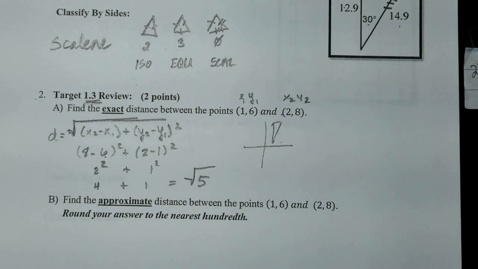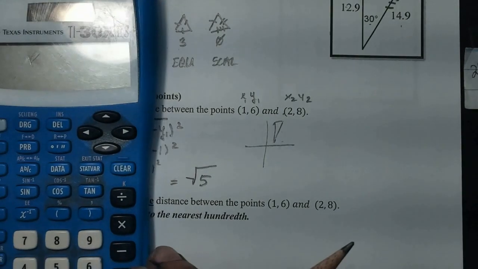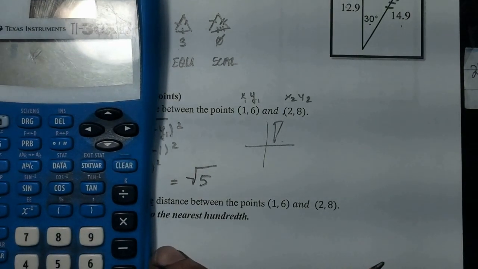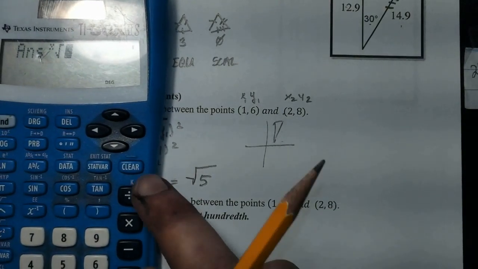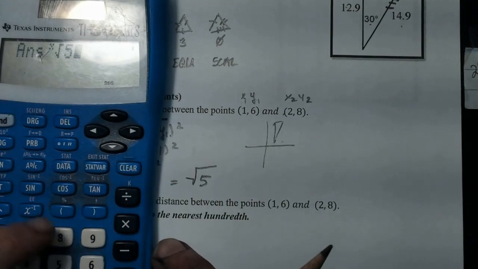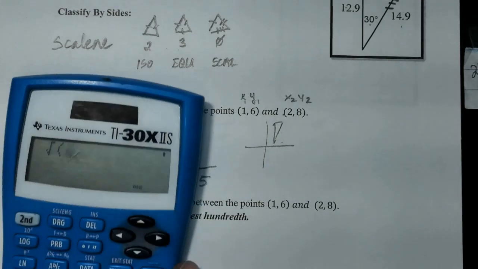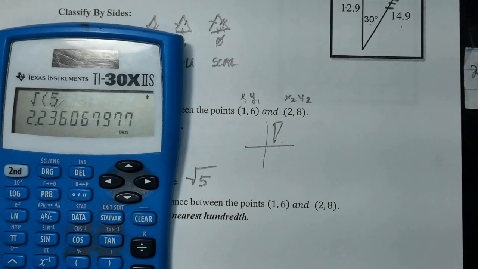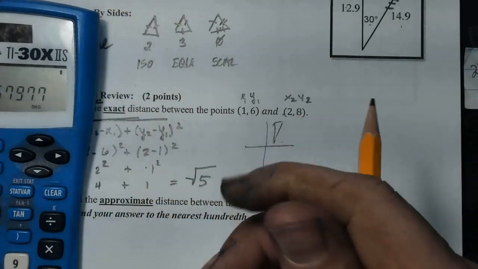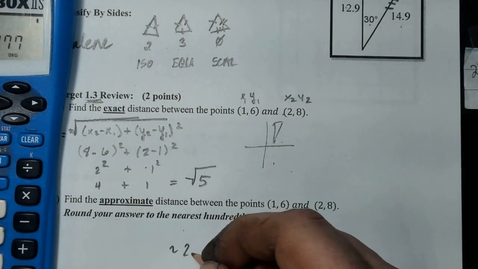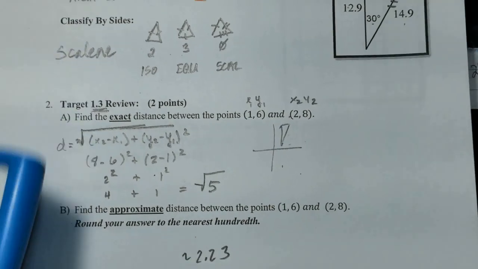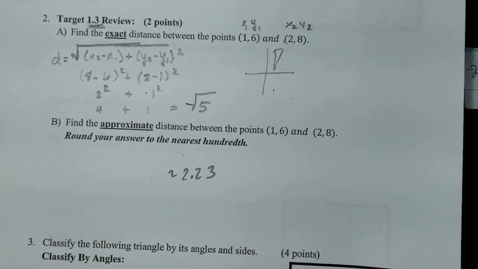How to find the approximate distance now? Well, just put the square root of 5 in a calculator if you want, or you can estimate it. But the square root of 5, approximately 2.23. And that's what it's referring to with the approximate and the exact.